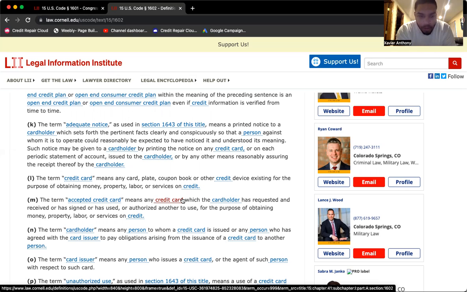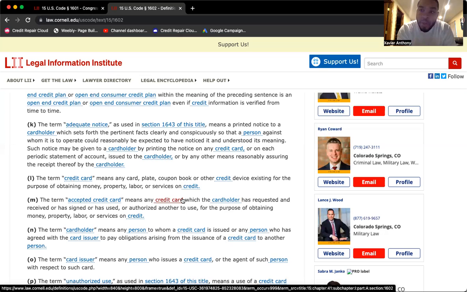Or any person who has agreed with the card issuer to pay obligations arising from the issuance of a credit card to another person. Who is the card issuer? The term card issuer means any person who issues a credit card or the agent of such person with respect to such card. So, let's break it down again.